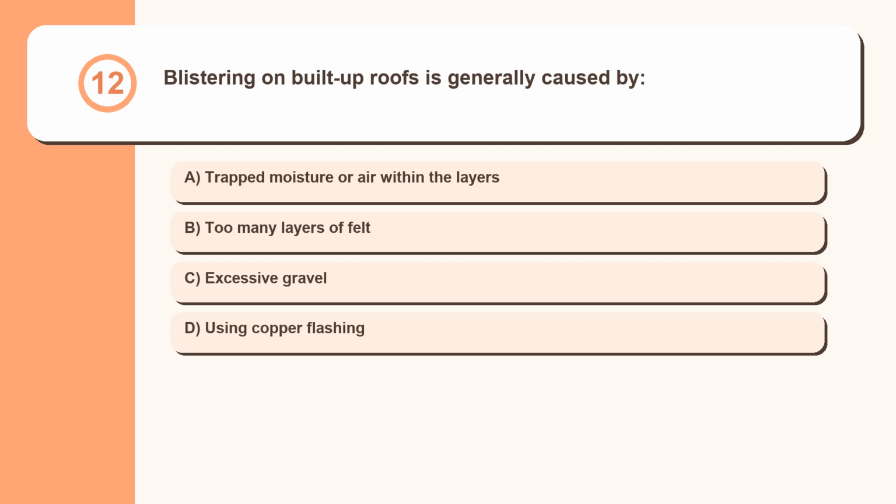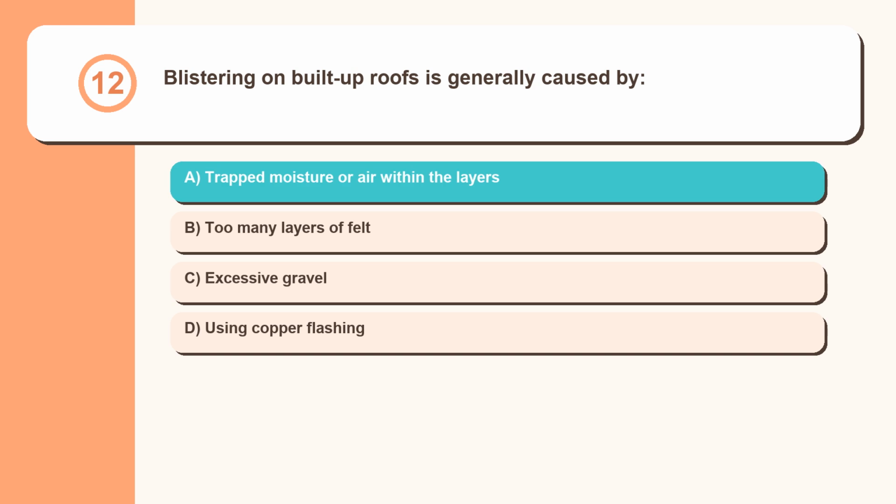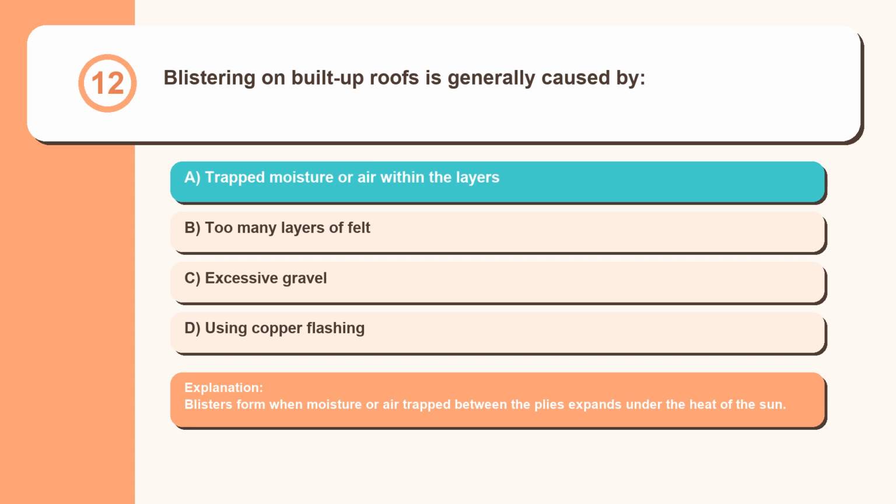Question 12. Blistering on built-up roofs is generally caused by trapped moisture or air within the layers, too many layers of felt, excessive gravel, using copper flashing. Blisters form when moisture or air trapped between the plies expands under the heat of the sun.